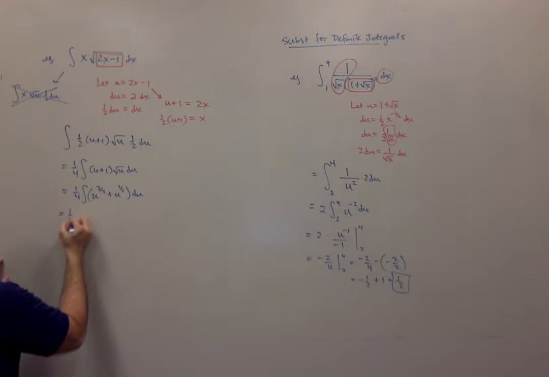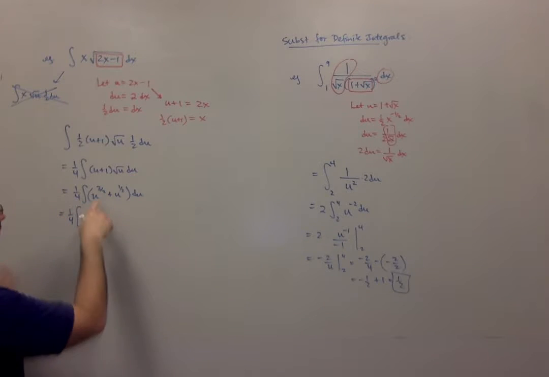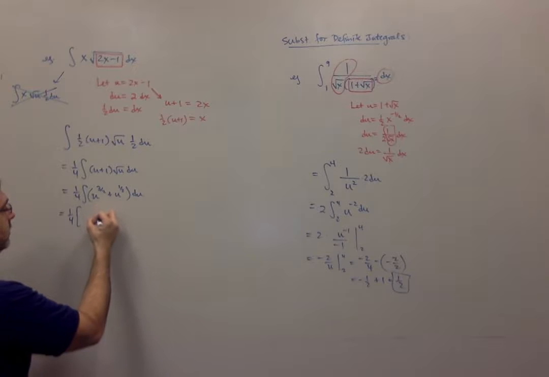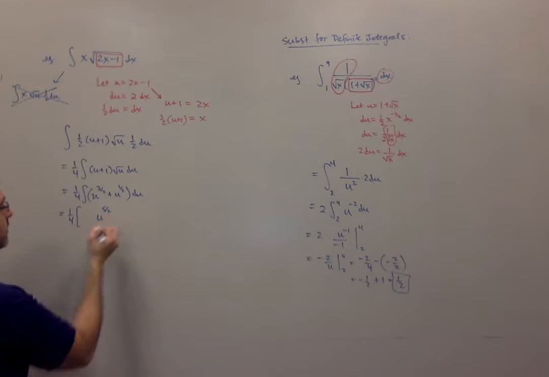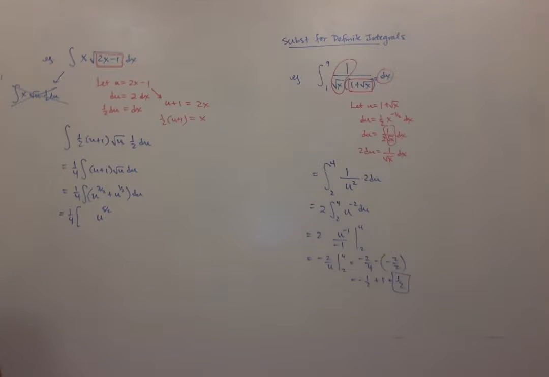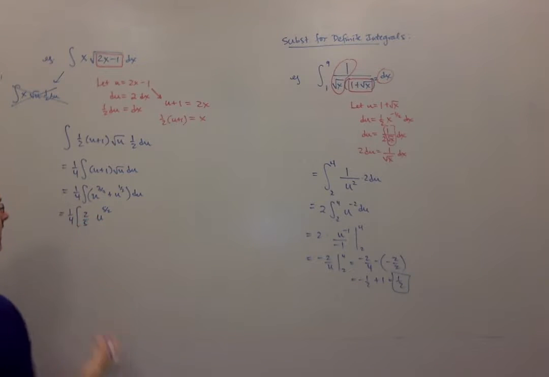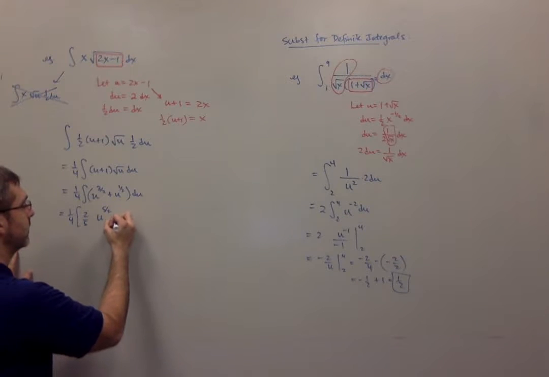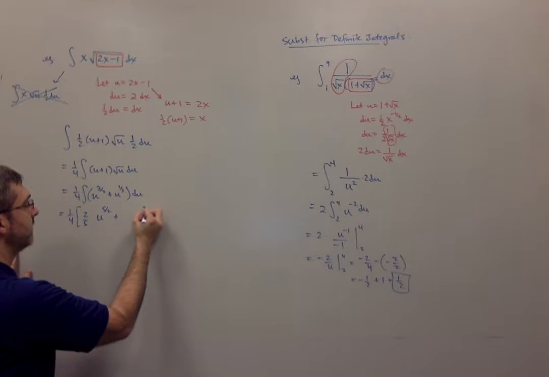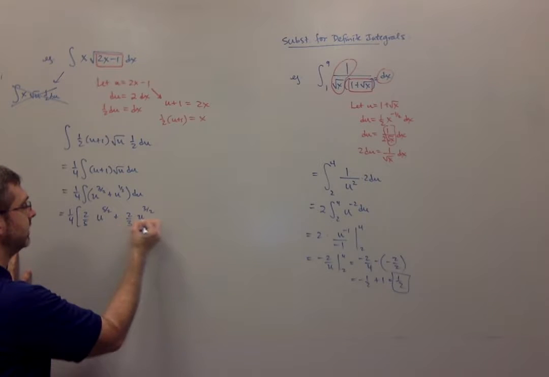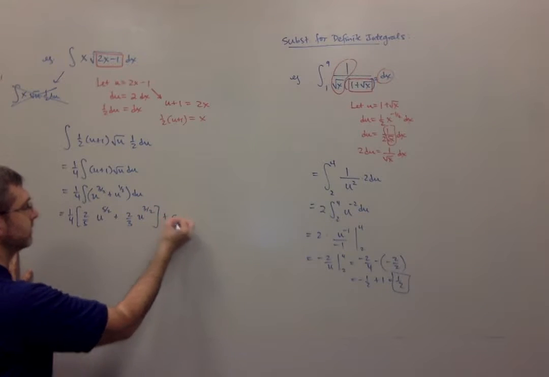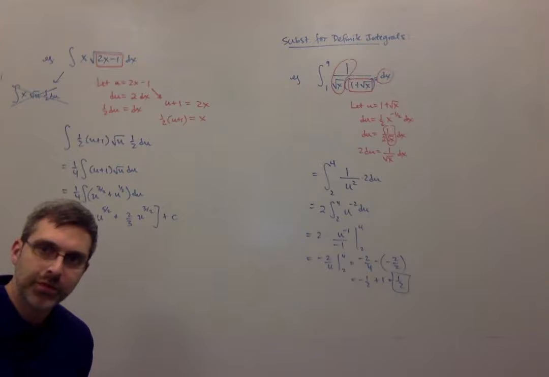So we've got 1/4. Antiderivative of u to the 3/2, that's going to come from u to the 5/2. We reduced the power by 1. So in order to avoid that 5/2 from coming out front, we've got to multiply by 2/5. U to the 1/2 came from u to the 3/2, and we needed 2/3 right there. Don't forget your plus c.